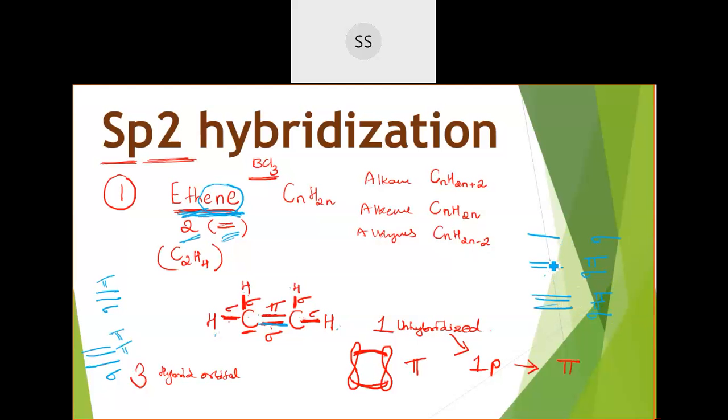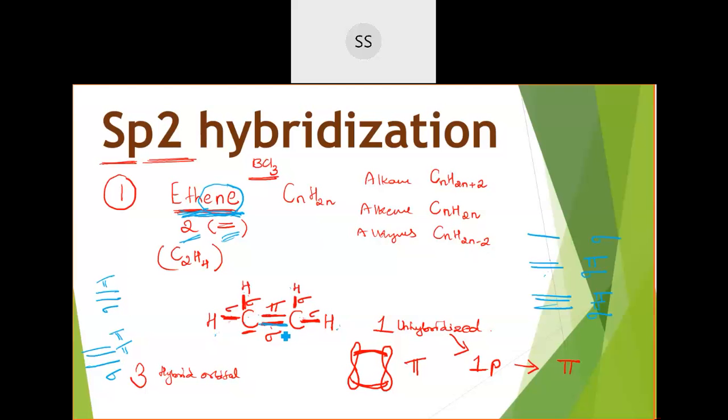And oxygen, we had oxygen and oxygen having a double bond. In that, one was sigma and the other one was pi. Okay, so pi was formed by lateral overlapping. Sigma was formed by the end to end overlapping. Okay, so remember this concept of overlapping.